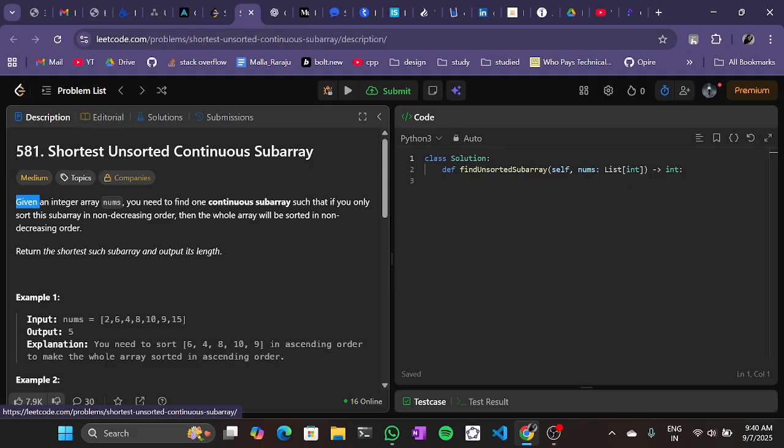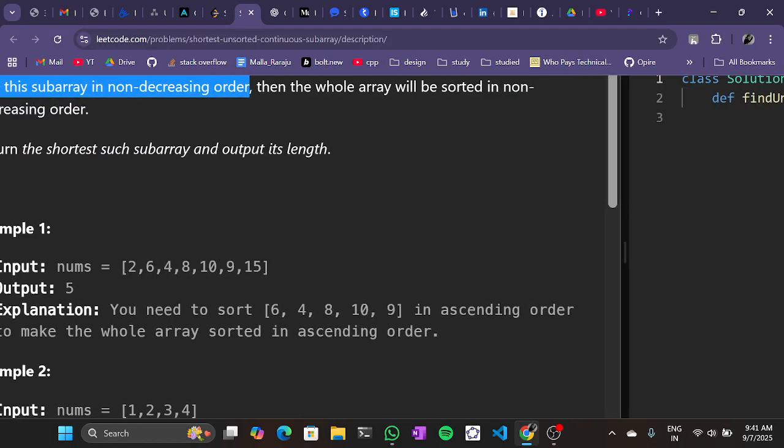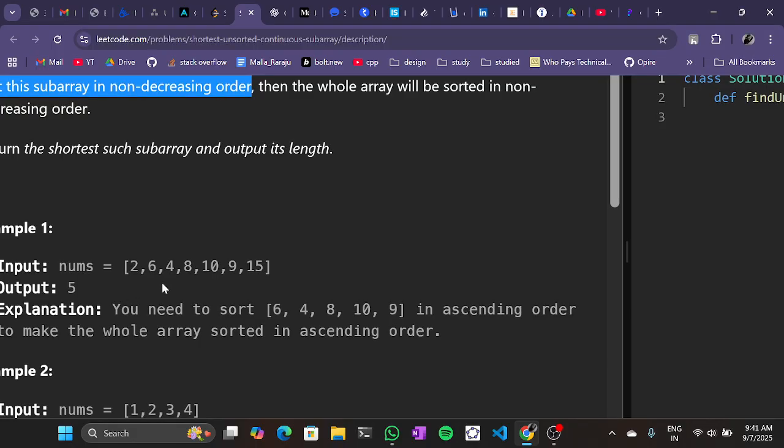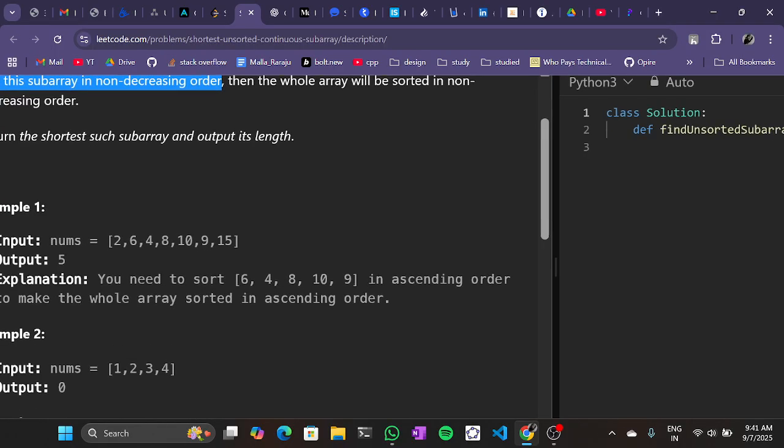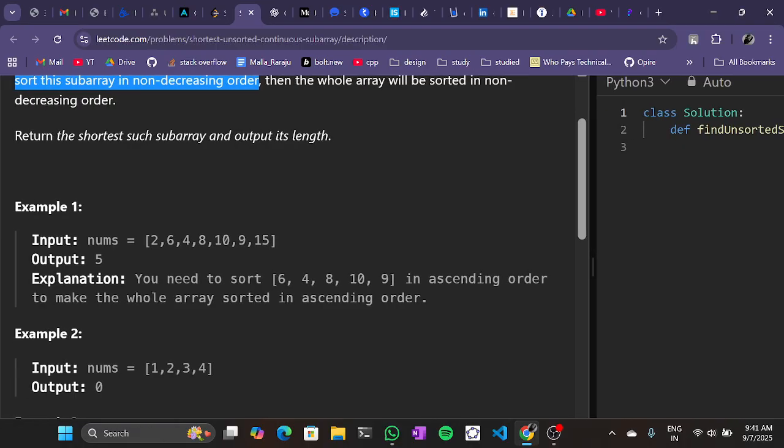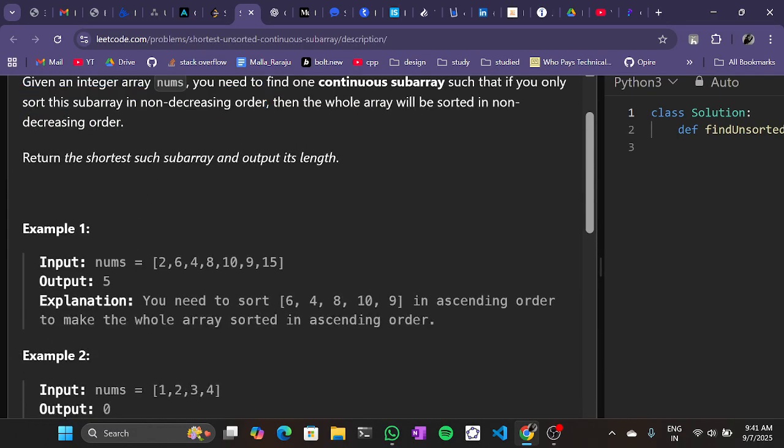We are given an integer array nums. You need to find one subarray such that if you only sort this subarray in non-decreasing order, then the whole array will be sorted in non-decreasing order. So you have to find such a subarray where, if we sort that particular thing, the entire array should be sorted. We have to return the length of such a subarray.